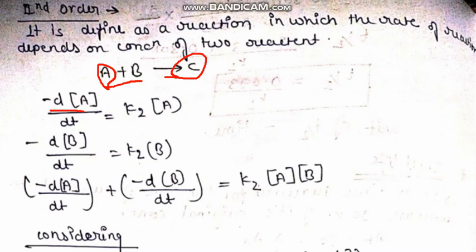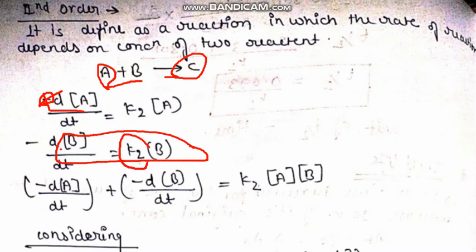The minus symbol in front of the A represents that the concentration of A is going to decrease with respect to time. If it is positive, it means the concentration of reactant A is going to increase with respect to time. Similarly, the equation can be represented with respect to reactant B. So the reaction can be represented as minus dB divided by dt is equal to K2 B.